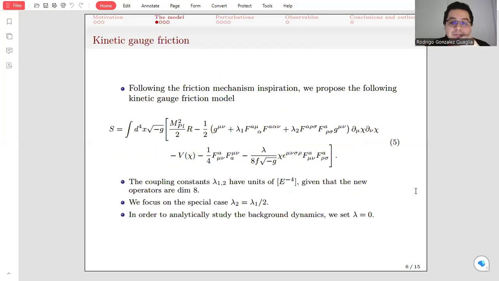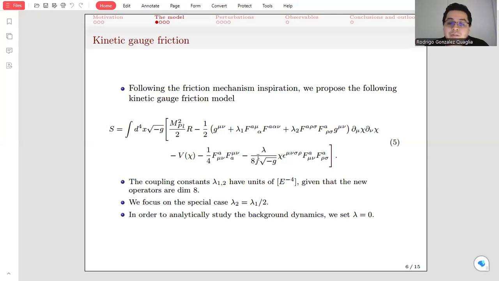In this spirit, we then propose a model in which the role of friction is played by the gauge fields themselves and not by gravity. Therefore, we propose a model in which we encounter couplings at the level of the kinetic terms for both the scalar, or the axion, and the gauge fields.